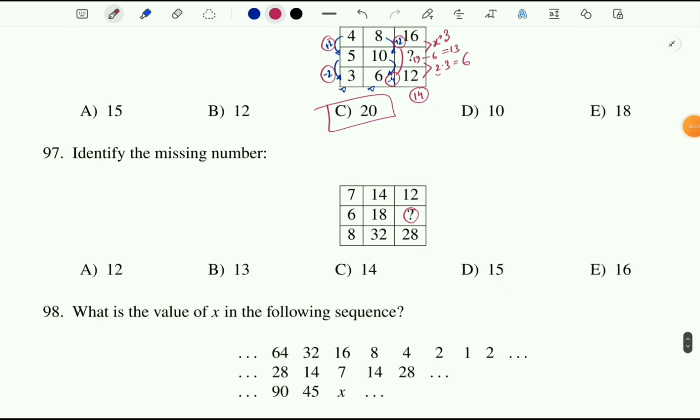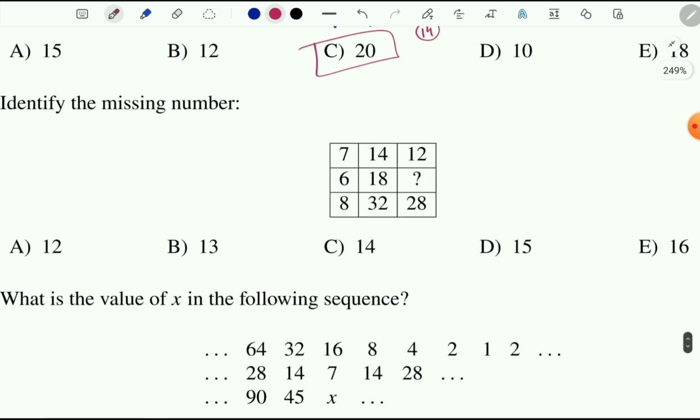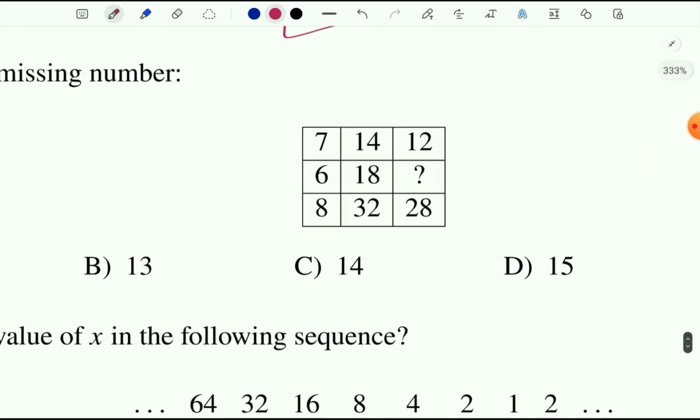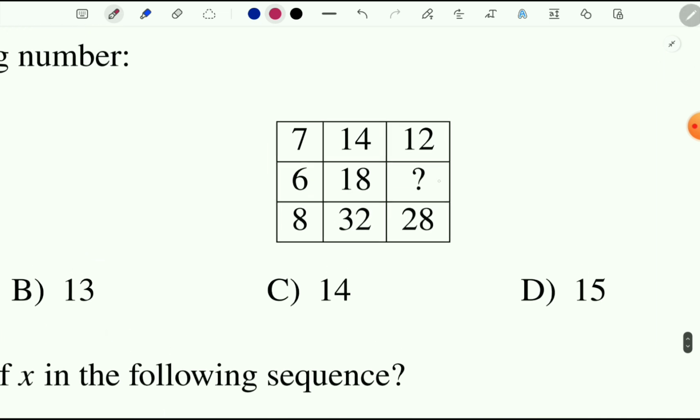Second problem. So the second problem is almost identical. We have to find out the relationship in either a column or a row, and then our target is to find out the missing number in this box. So let's start with row once again. So this is row 1 and this is row 2. So first number is 7 and it becomes 14, which means just double, and 14 becomes 12, that means just a reduction of 2.